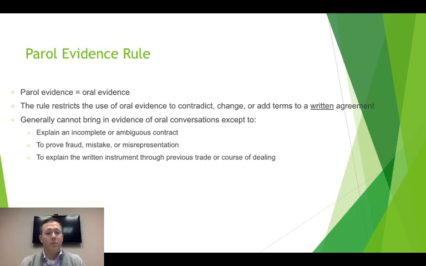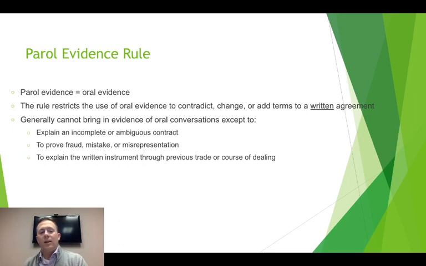You can also use it to prove fraud, of course, because you would necessarily need to do that, because the written agreement won't represent the fraud that took place. Or in the case of a contract being incomplete, sometimes you may have terms that are incomplete or ambiguous, in which case you have to use evidence outside the writing to explain or to complete those terms and to fill in the gaps.